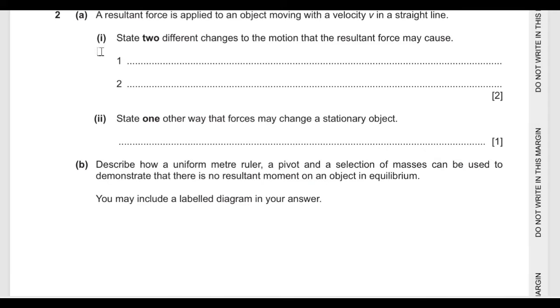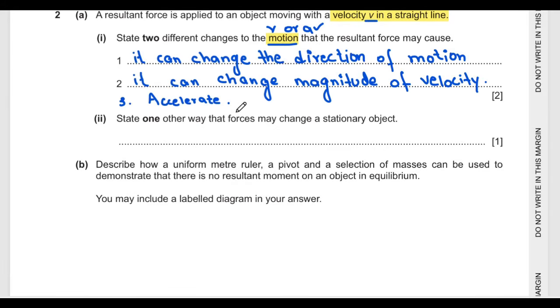Question number 2 says a resultant force is applied to an object moving with the velocity v in a straight line. First part says state two different changes to the motion that the resultant force may cause. So again, if they're asking for motion, they're asking for velocity or acceleration change in these both. So something is moving and we apply force, it can change the direction of the motion or it can change the magnitude of velocity, and thirdly it can accelerate or decelerate the body.